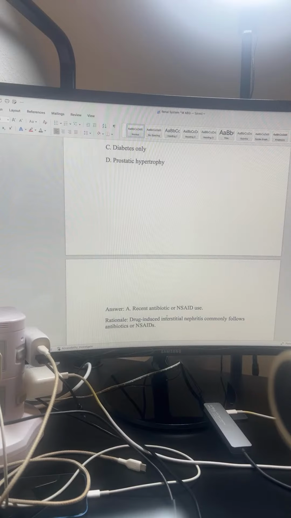Nursing renal ABG study. Vote on potassium question. I have no nephrotoxic. Yes, it would be.